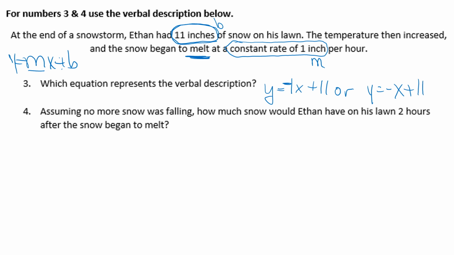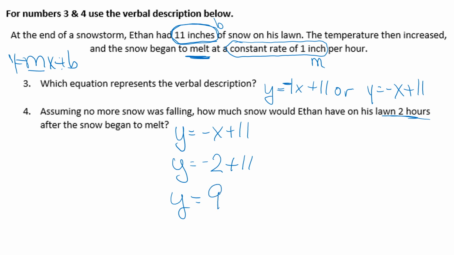Number 4 says, assuming no more snow was falling, how much snow would Ethan have on his lawn 2 hours after the snow began to melt? So you're going to take your value of the 2 hours and substitute it into your equation of y equals negative x plus 11. We're substituting in the 2 for the x value, so that would be y equals negative 2 plus 11. And so when I add those, since the signs are different, we actually end up subtracting. I end up with 9 inches after the 2 hours.